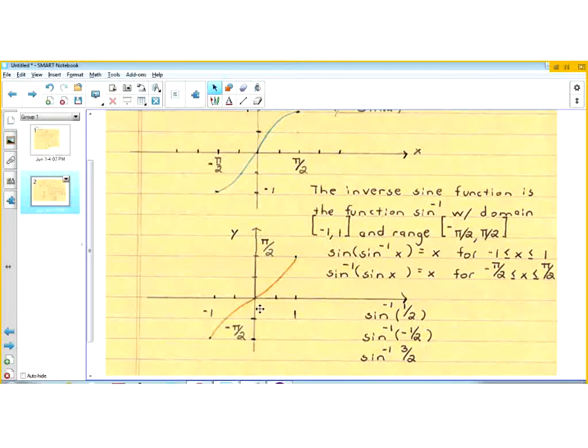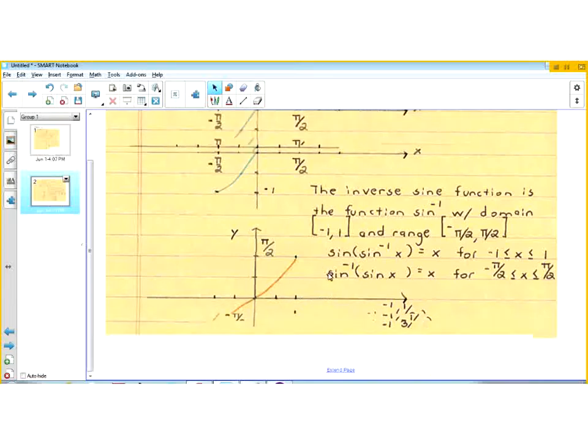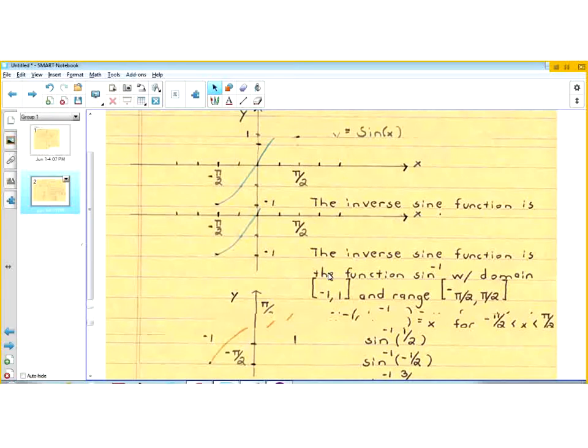Looks about like pi/4, or maybe it would probably be pi/3. I would say it's probably closer to pi/3. And the inverse sine of -1/2 is -π/3, and the inverse sine of √3/2, of course, is not defined because √3/2 is not in the domain of the function. All right, so that's what we mean by inverse sine.